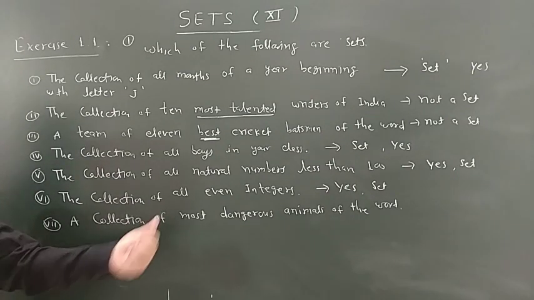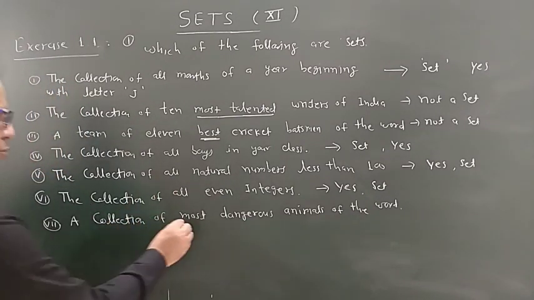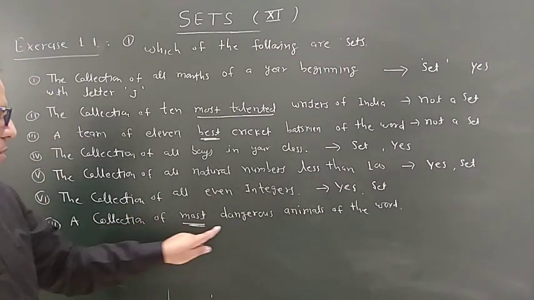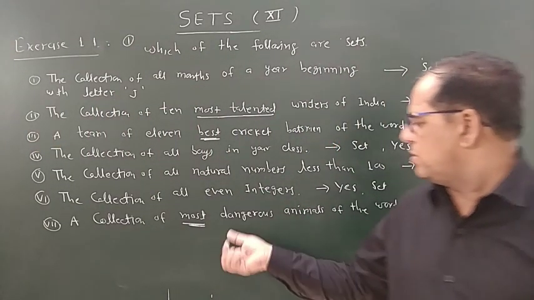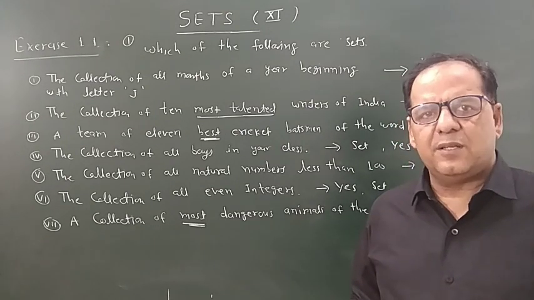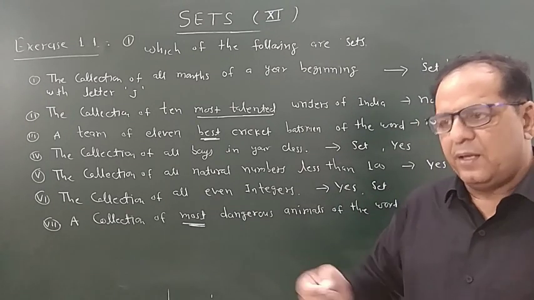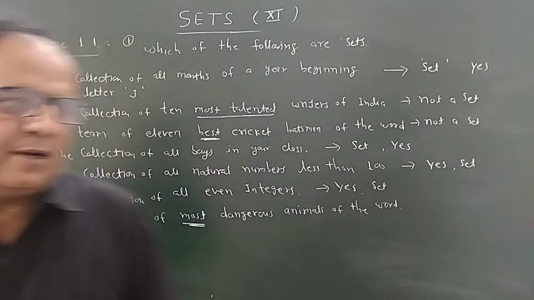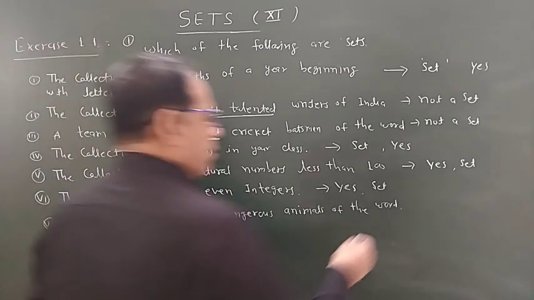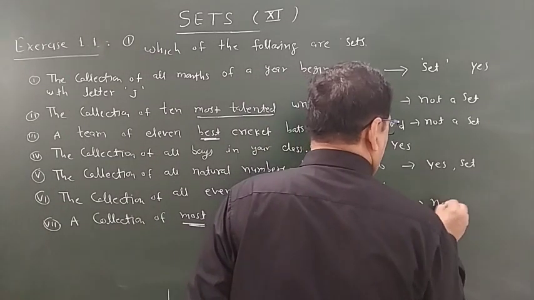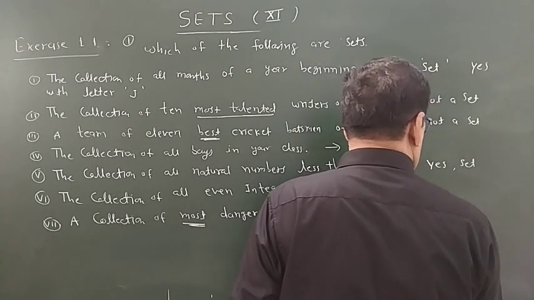A collection of most dangerous animals of the world. If we remove this word "most", only a collection of dangerous animals of the world, this is confirmedly a set, because this is well defined. Cobra is a different type of dangerous animal. Tiger is a different type of dangerous animal. So there are various categories for the most dangerous animals. So this is not a set, not a set.